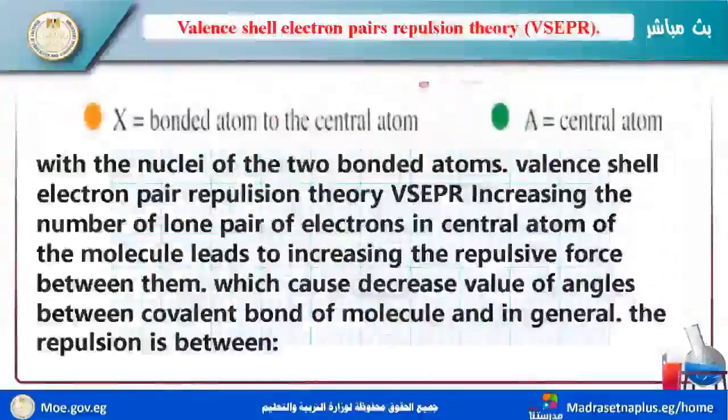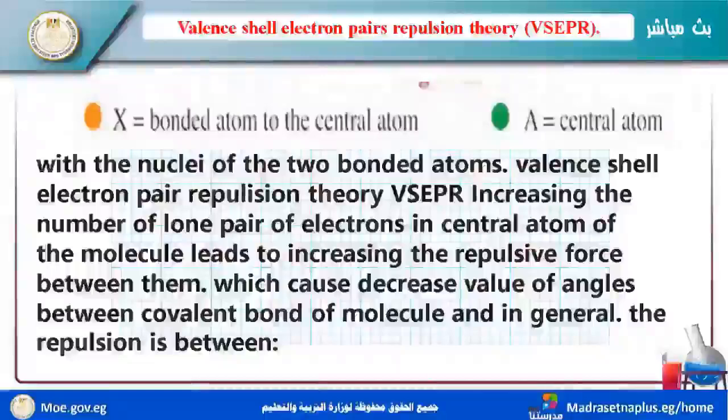According to the valence shell electron pair repulsion theory, VSEPR, increasing the number of lone pairs of electrons in the central atom of the molecule leads to an increase in the repulsion force, which causes a decrease in the value of the angles between the covalent bonds of the molecule.